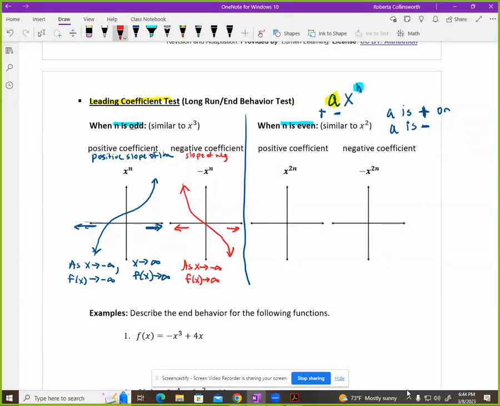And then on this side, as x is approaching positive infinity, my x value is moving this way, then my f of x is going to negative infinity.